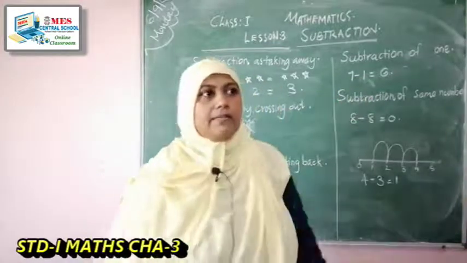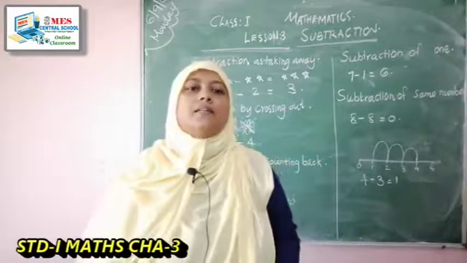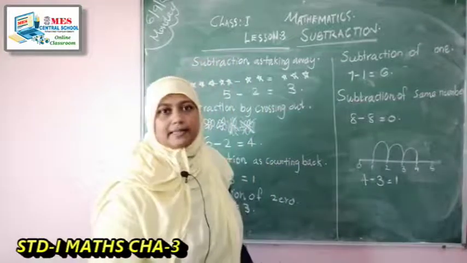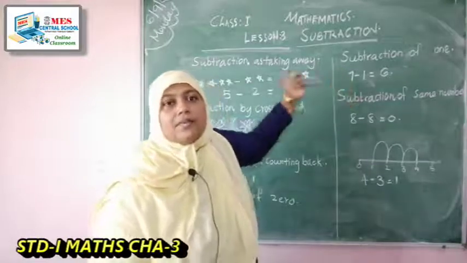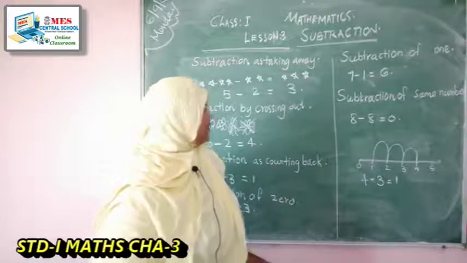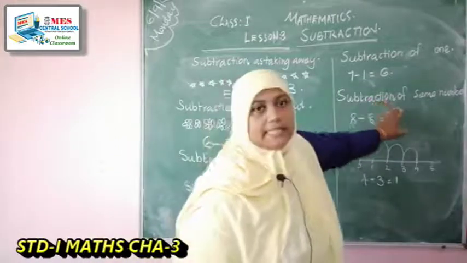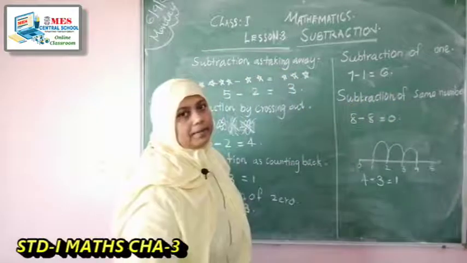Are you understanding? When we subtract 0 from the number, we will get what? The same number as the answer. Then if we subtract 1 from a number, we will get the just-before number as the answer. Then the next point is subtraction of the same number.